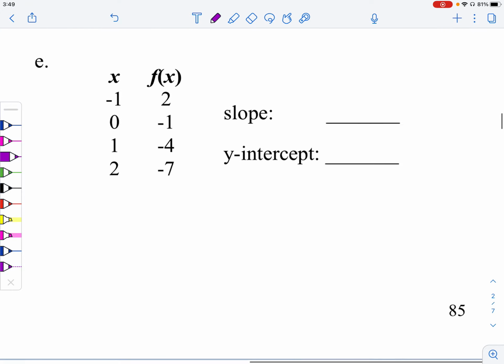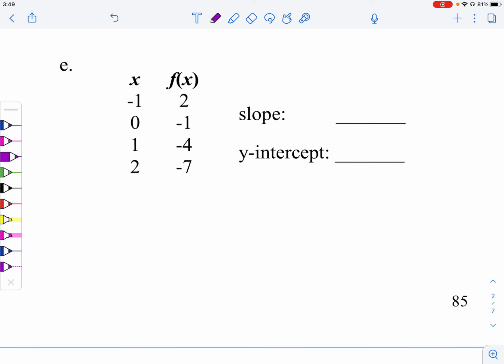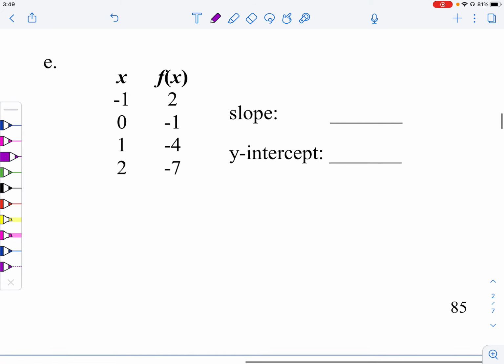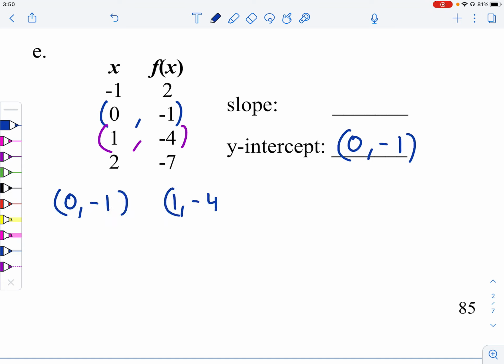Okay, part E. Slope given 2 points. So just looking at this, our y-intercept right here. That's our y-intercept, 0, because it's always 0 something, right? So (0, -1) is our y-intercept. To find our slope, we have to use our y2 minus y1. So we can use this point. So (0, -1) and (1, -4).